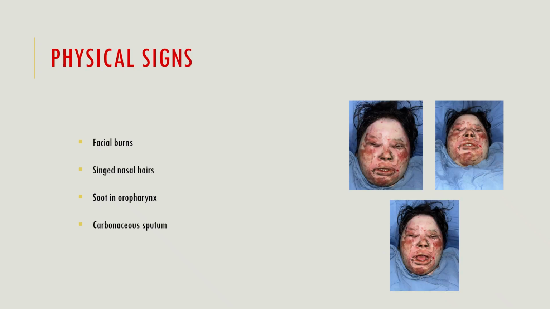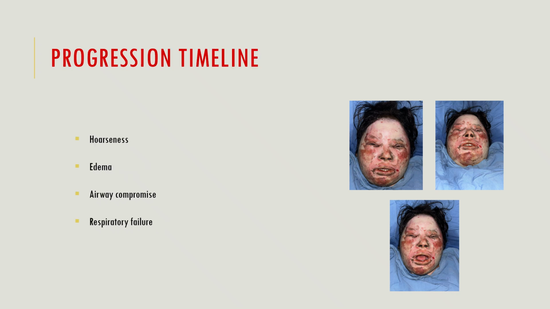The classical signs of airway burns are presence of facial burns, presence of singeing in the nasal hair, and also soot in the oropharynx when you ask the patient to open mouth. And there may be finding of carbonaceous sputum when the patient coughs out. The progression timeline could be fairly rapid. From hoarseness, it can suddenly proceed to edema as you start resuscitating the patient, and there could be airway compromise leading to respiratory failure. So, airway assessment assumes importance.